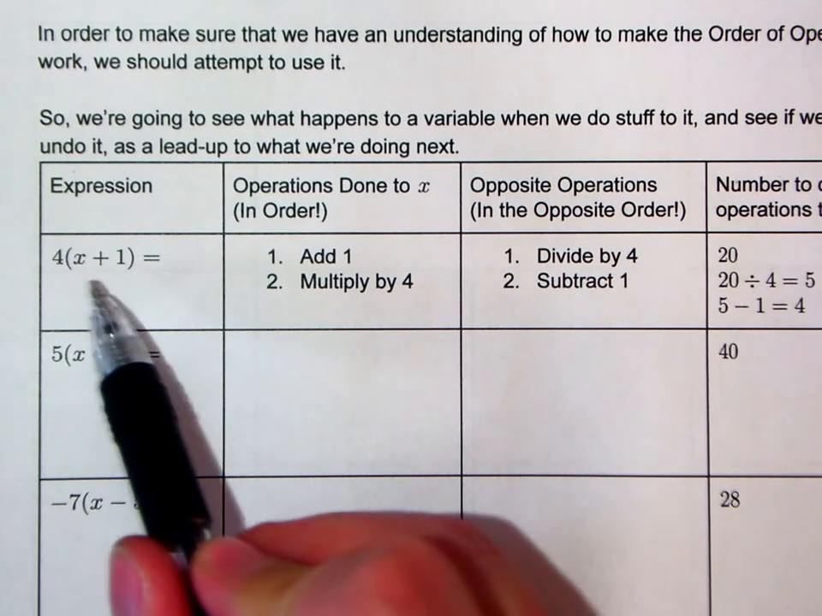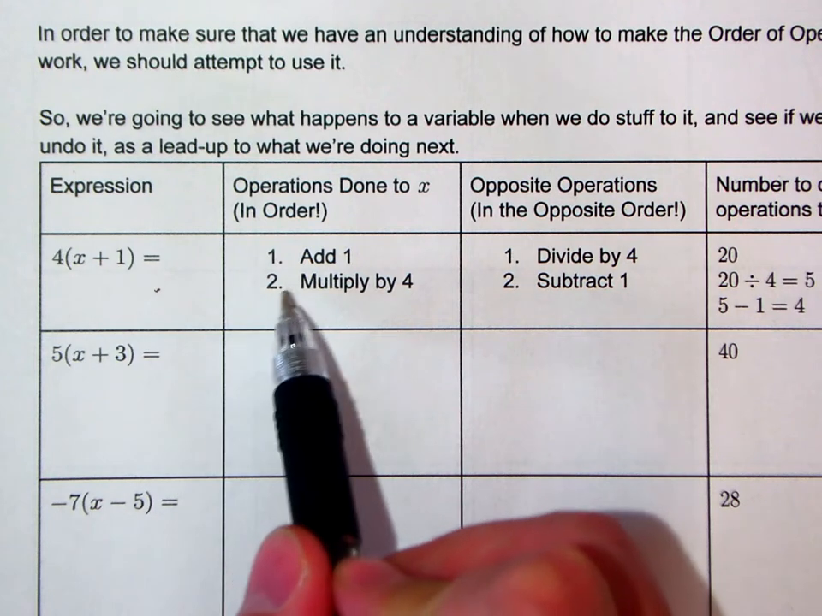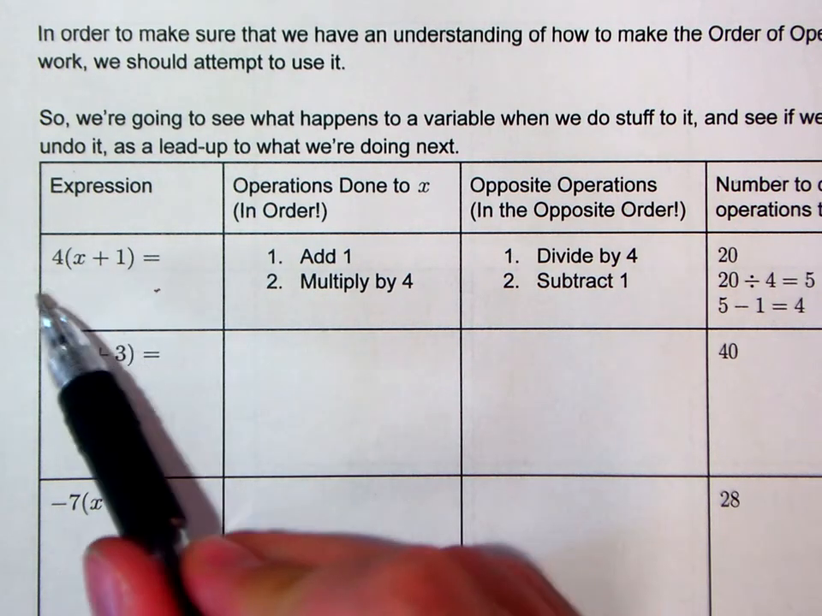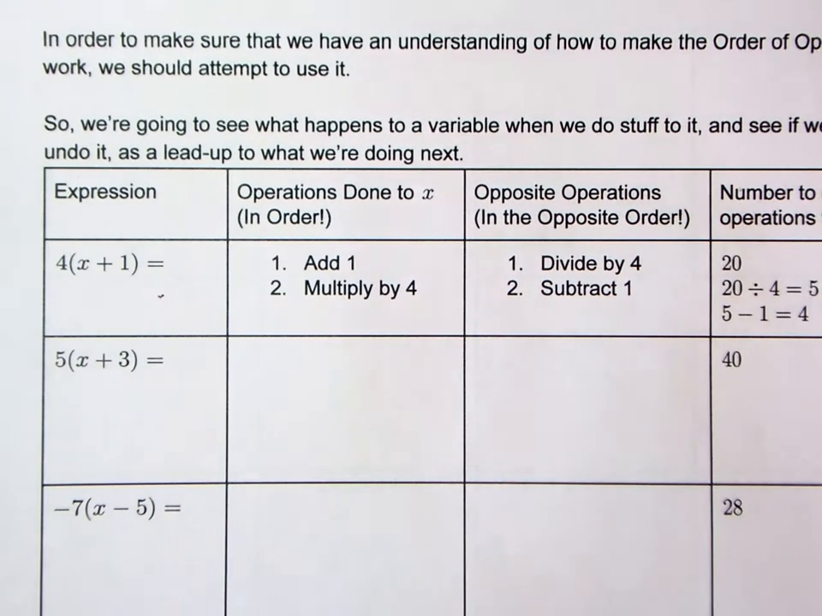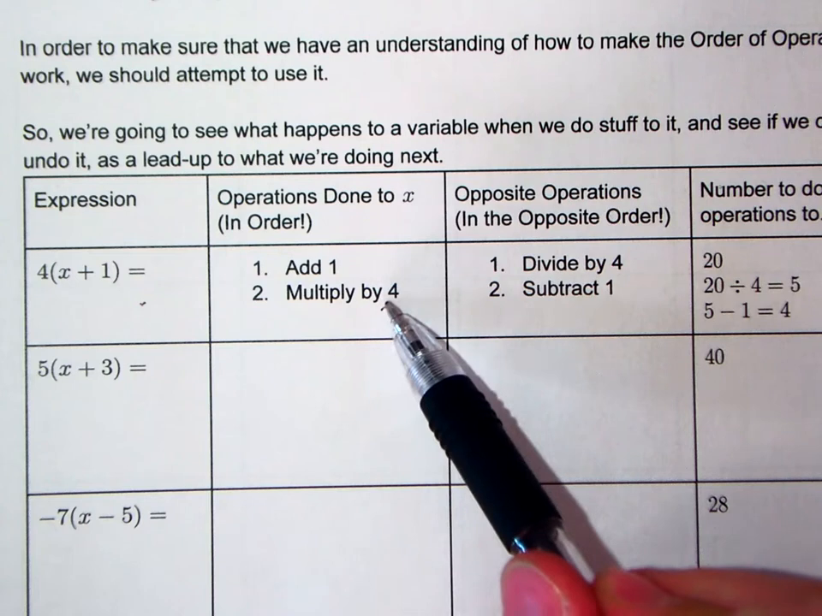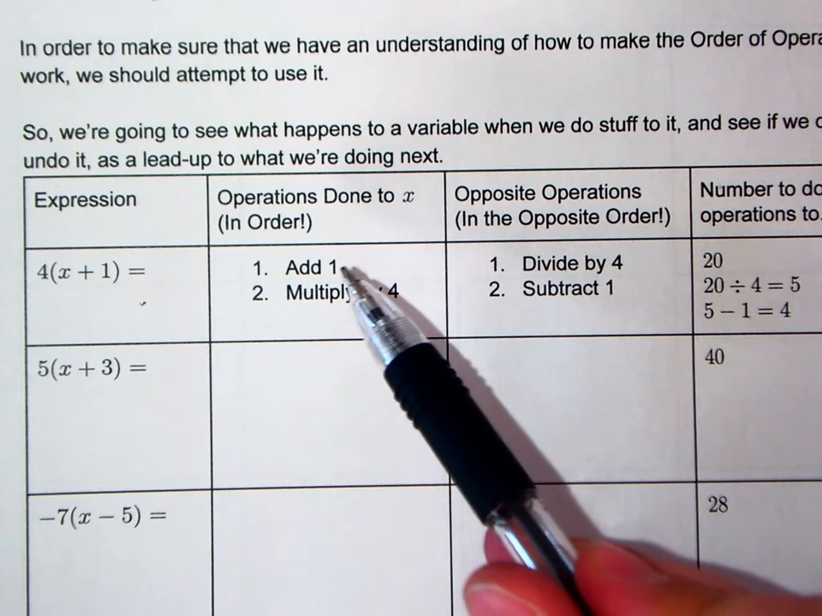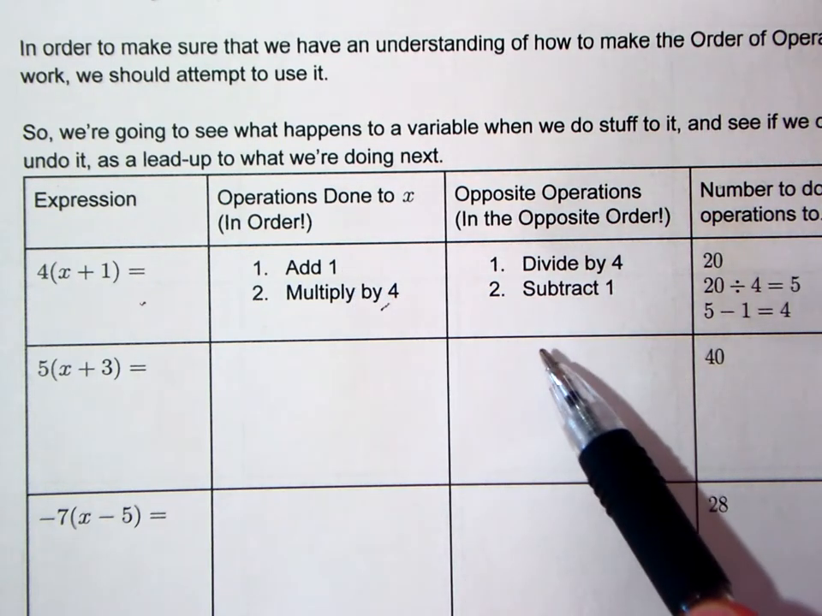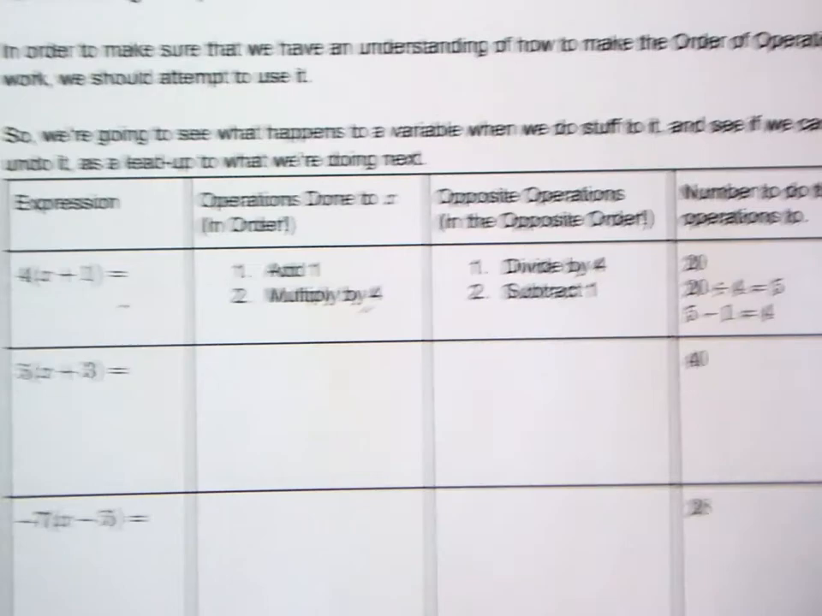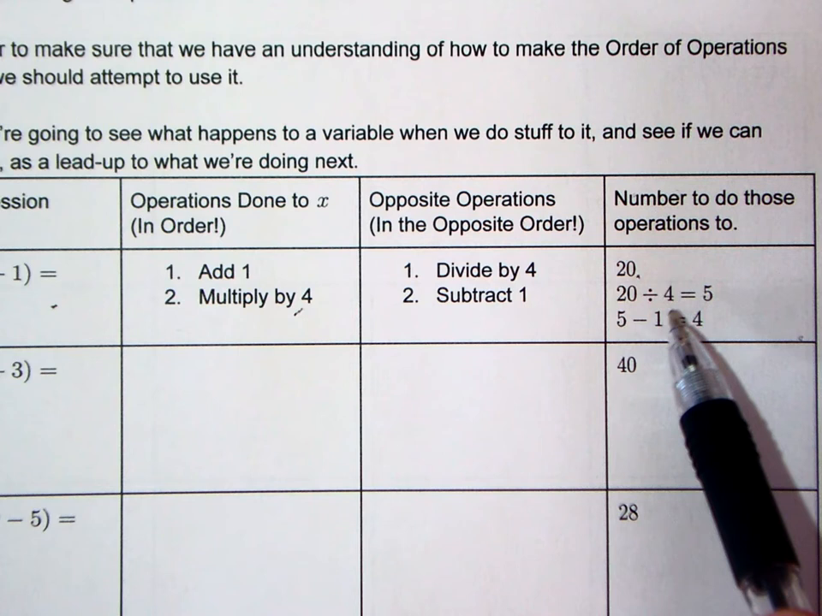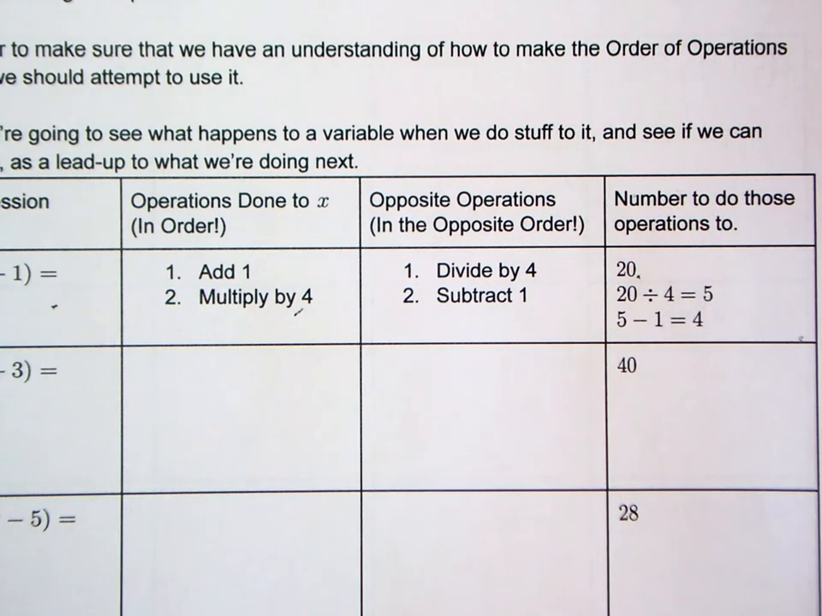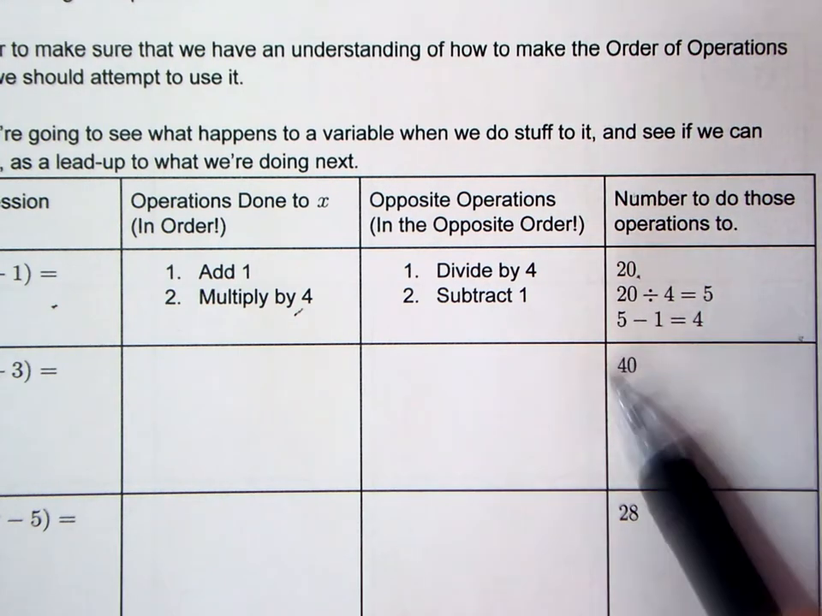For example, in the expression 4 times the quantity x plus 1, the first thing we do to x is we add 1, because that's inside of the parentheses, and then we multiply by 4. So if we consider the opposite operations in the opposite order, we cancel out this multiplication first by dividing, and then we cancel out the addition by subtraction. Now we're given a specific number in place of x, such as 20, to practice using these opposite operations on. And for 20, if we divide by 4, we get 5, and then we subtract 1, and we get 4.